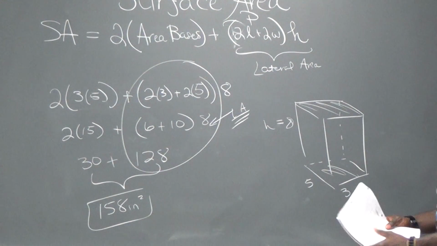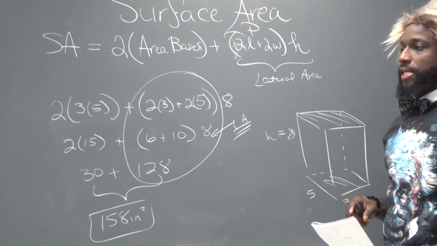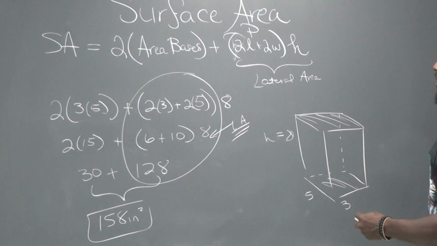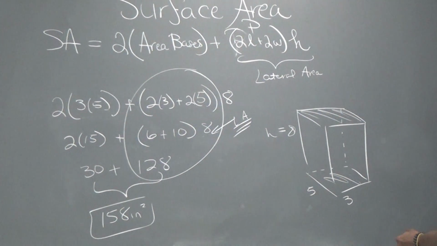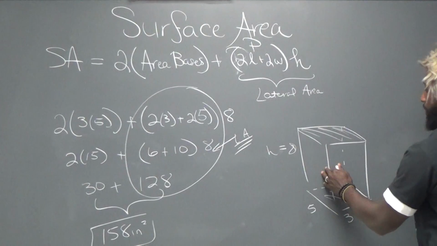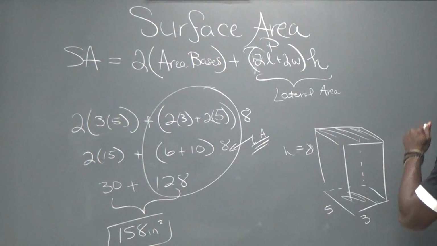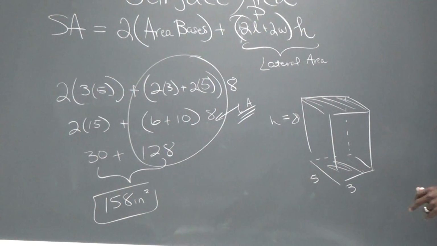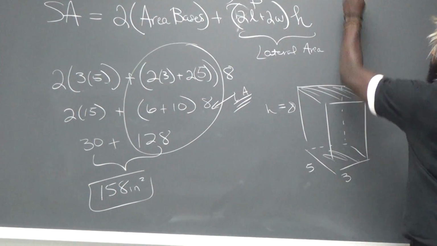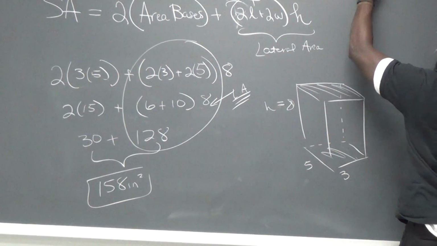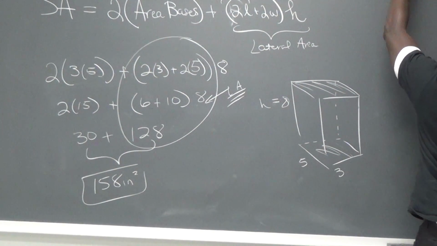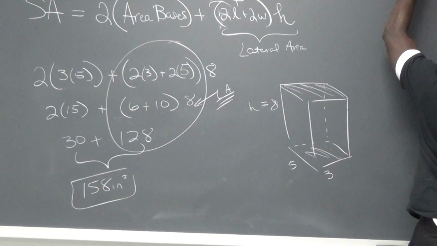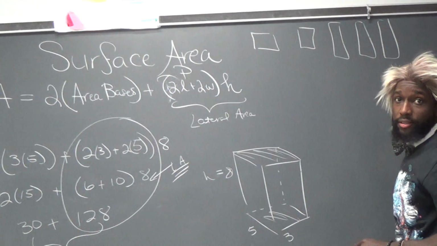Now, another way of looking at the surface area is this. The surface area is the sum of the area of all the faces. So if you look at this, how many faces do we have? You got these 2 bases, and then how many of these do you have? 4. You got 4 rectangles: 2, 3, 4.